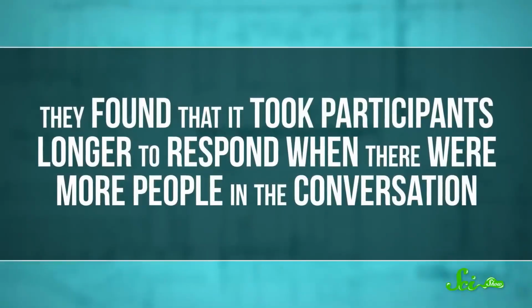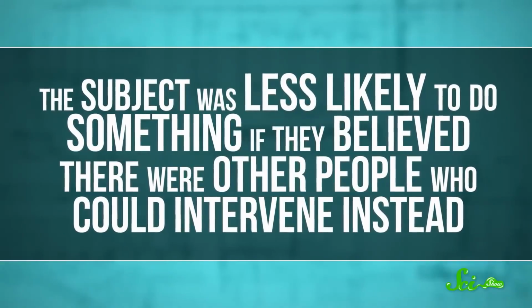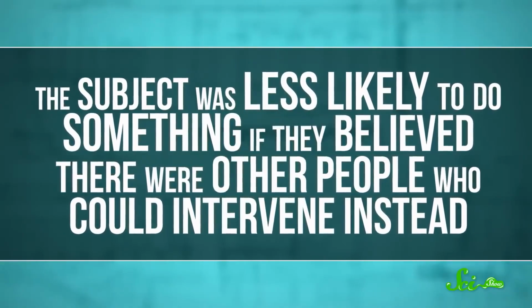Later on in the experiment, that voice would start to have trouble speaking and ask for help, saying they were having a seizure. The researchers then measured how long it took the subjects to go look for help. They found that it took participants longer to respond when there were more people in the conversation. The subject was less likely to do something if they believed there were other people who could intervene instead. It's called the bystander effect.